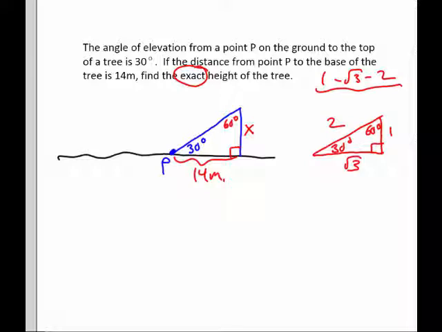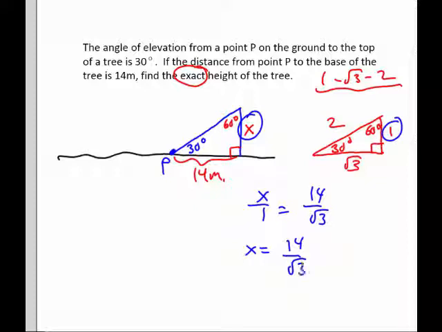And these two triangles are similar. They have the same angles, which means sides are in proportion. So we could say that x is to 1 as 14 is to root 3. And so therefore x is 14 divided by root 3. And we don't want to make the root 3 into a decimal because we can't have an irrational number written in decimal form and have it exact, so we're going to have to leave it as it is.